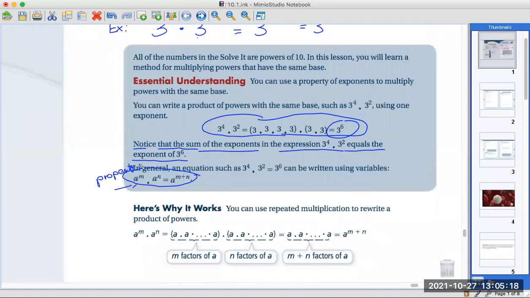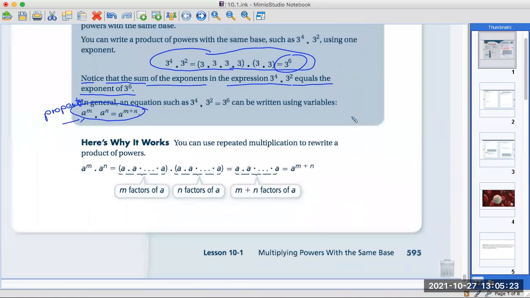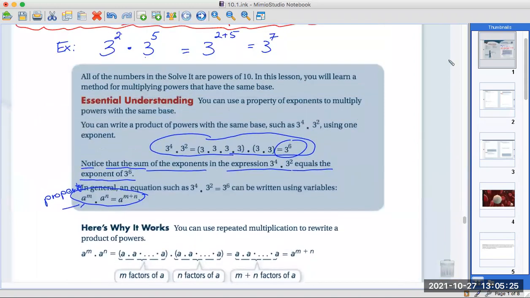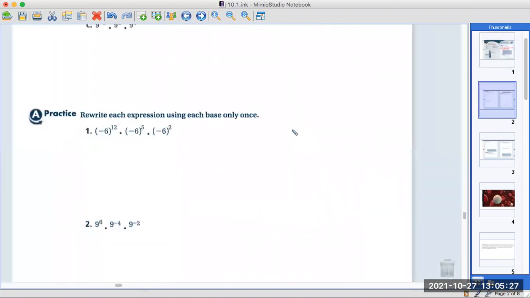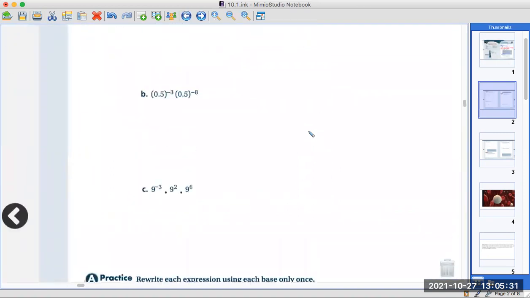Let's look at the next page. By the way, we're on page 595. Okay, I should have said that in the beginning. So on the next page, we're going to do some examples. This is page 596.